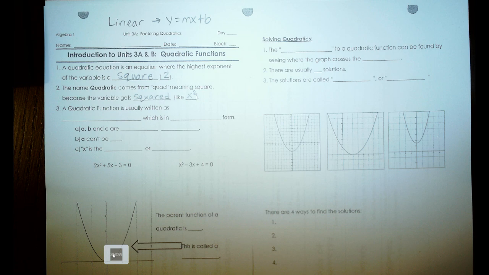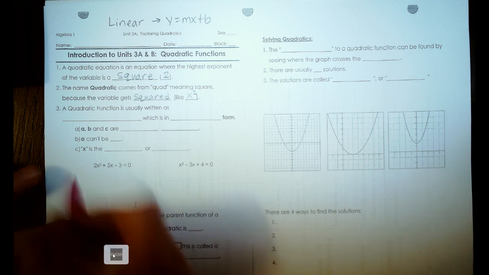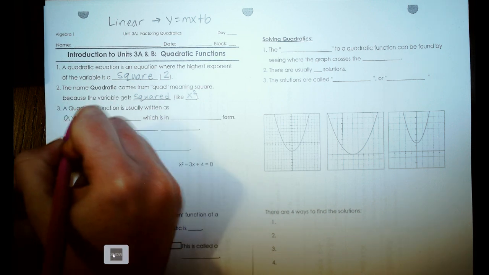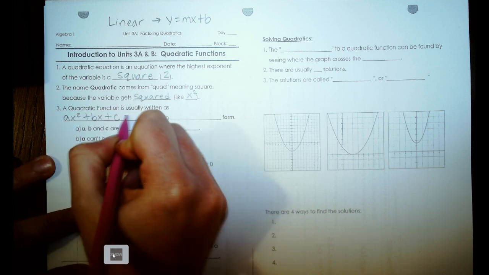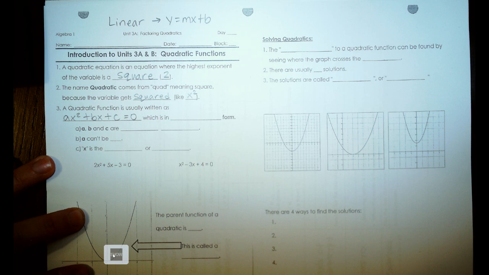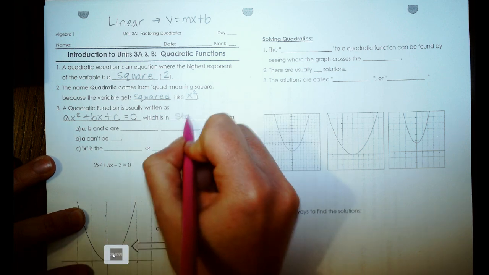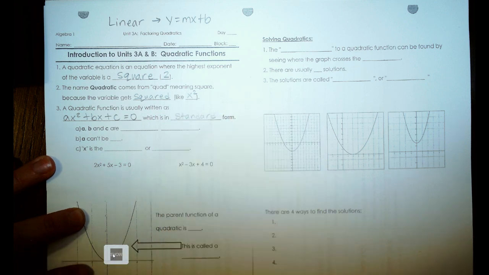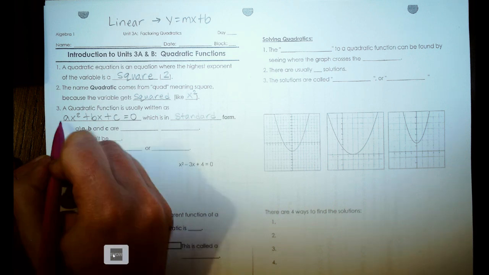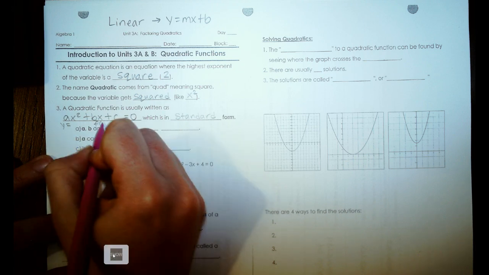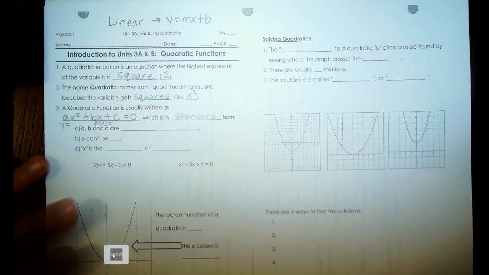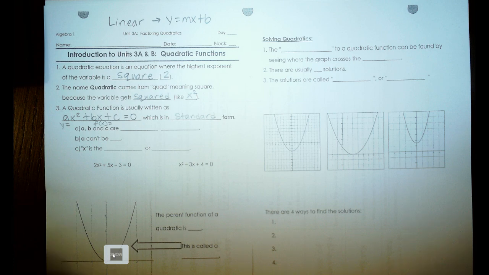A quadratic function is usually written as ax squared plus bx plus c equals 0, which is in standard form. Now you might also see it written as y equals ax squared plus bx plus c, or even f of x equals, instead of having that equals 0 at the end. All of those are standard form.